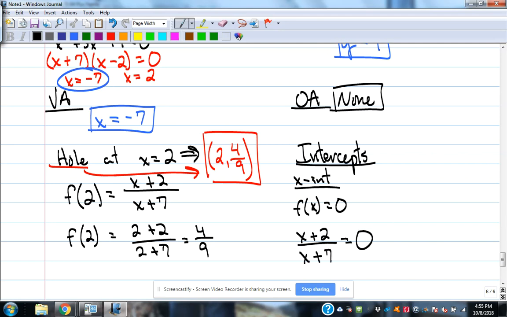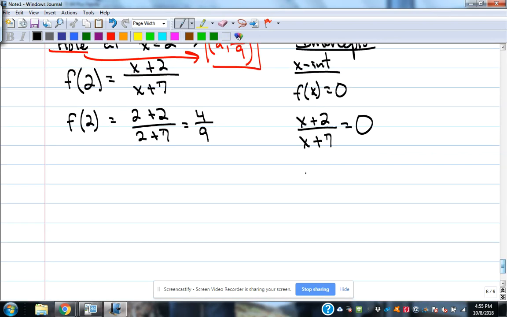The beautiful thing about rational functions is the only way that fraction could equal 0 would be if the top part's equal to 0. Remember, 0 divided by anything is 0. So all we've got to do really is set the numerator equal to 0. x plus 2 equals 0. That would be x equals -2. So we have an x-intercept at (-2, 0).